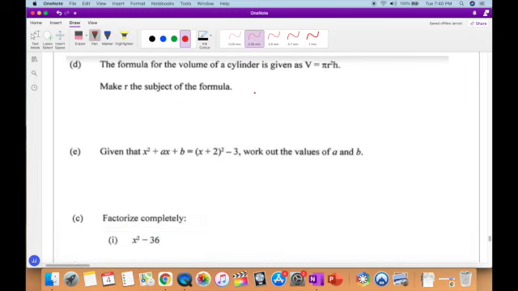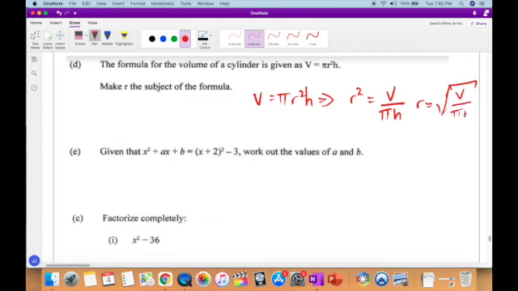Make r the subject of the formula. V is equal to pi r squared h. You're supposed to be able to do this with your pi r squared h, with your eyes closed. I can make r squared the subject of the formula, which is v over pi and h. So r squared is v divided by pi h. And therefore r is equal to the square root of v divided by pi h. Right? I hope you are good with this one.